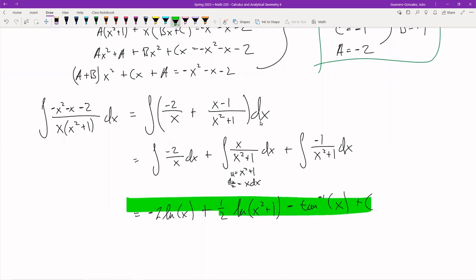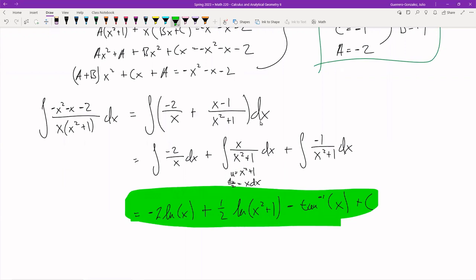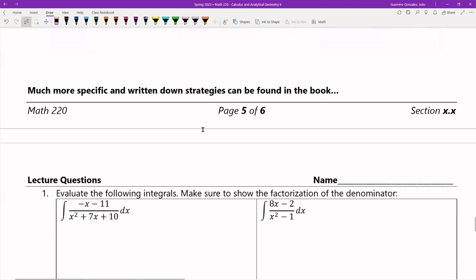And we are done. Notice how this section works out. It's essentially leveraging the fact that we can break up fractions into smaller fractions, and then we can use a u substitution to finish that up. And I believe that's done.